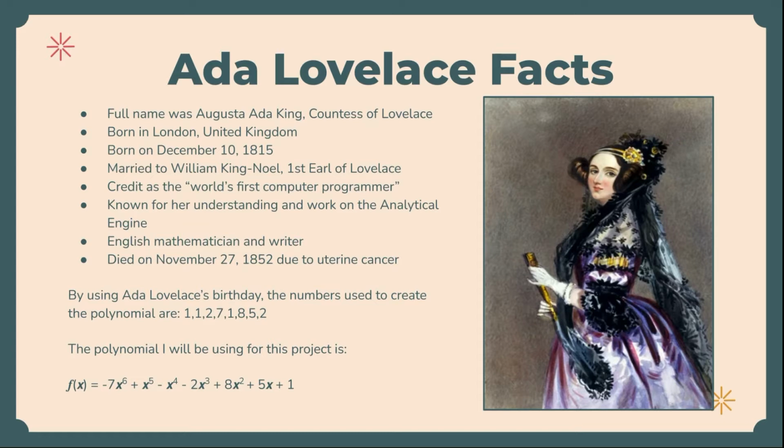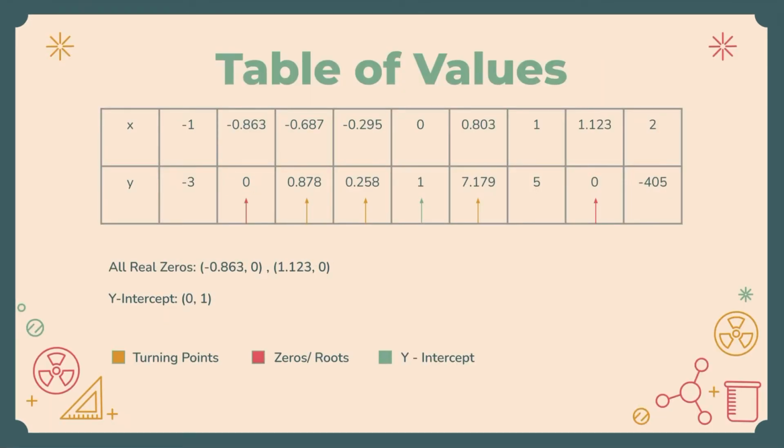By using Ada Lovelace's birthday, the numbers used to create the polynomial are 1, 1, 2, 7, 1, 8, 5, 2, and the polynomial I will be using for this project is f of x equals negative 7x to the 6th power plus x to the 5th power minus x to the 4th power minus 2x cubed plus 8x squared plus 5x plus 1. This is my table of values that consists of the x and y coordinates of my polynomial's turning points, zeros, y-intercept, and other points.